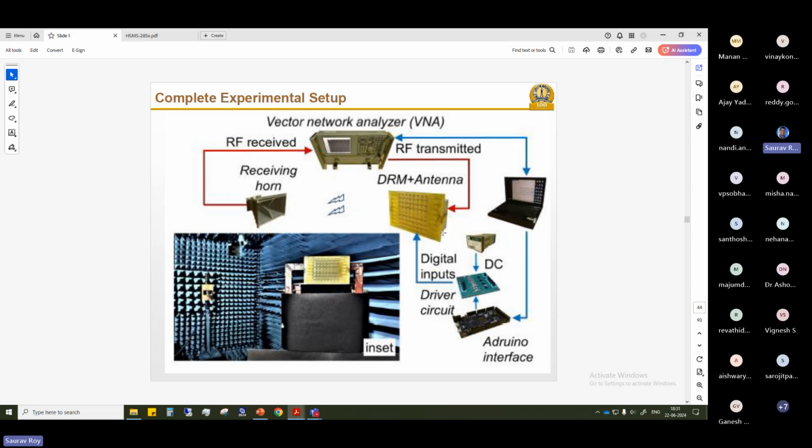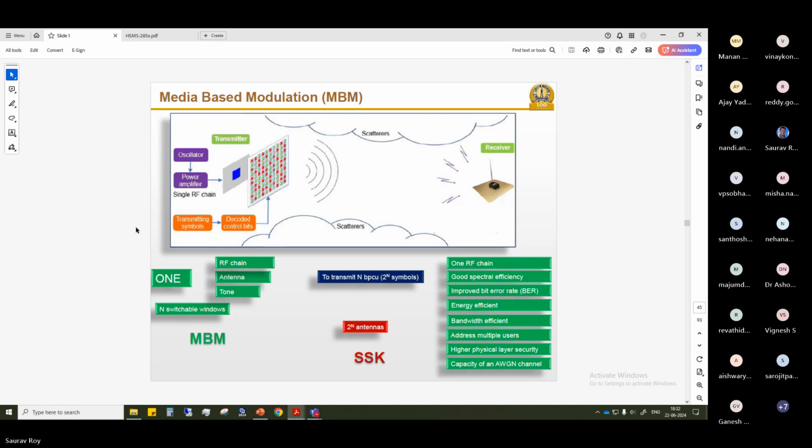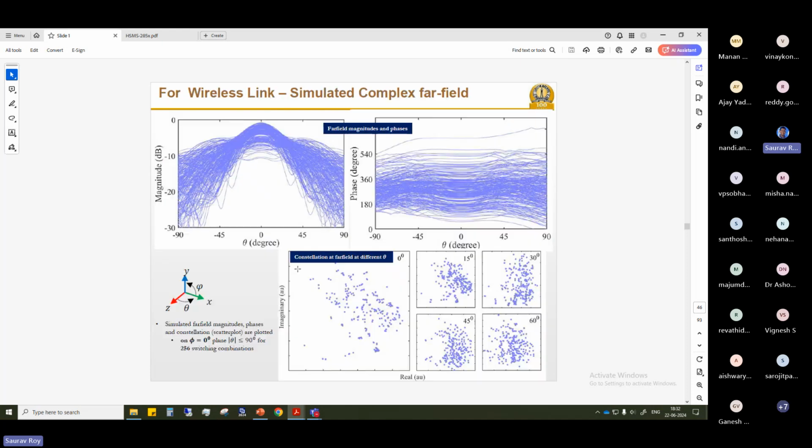By changing the diodes, switching them on and off, we generate different combinations in the media. That's why we modulate the media, and that's why it's called media-based modulation. So this is the complete chain. If you are really interested, you can go into the paper, and we even have a patent on the work.